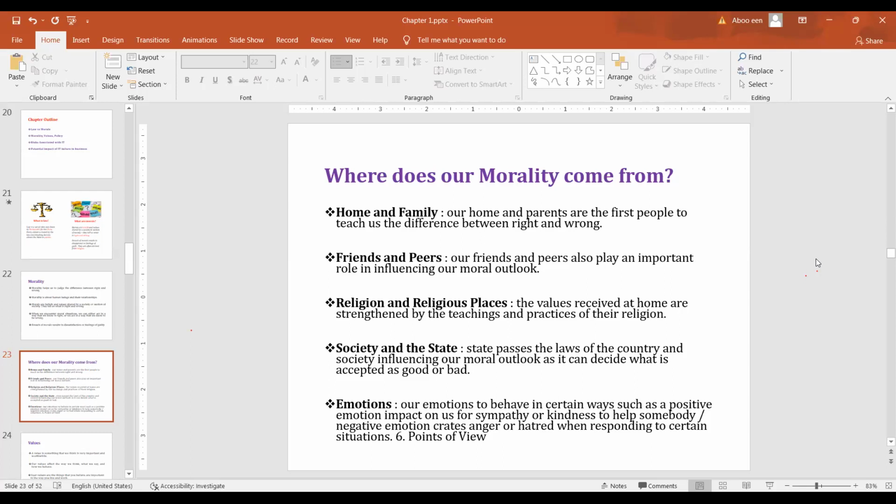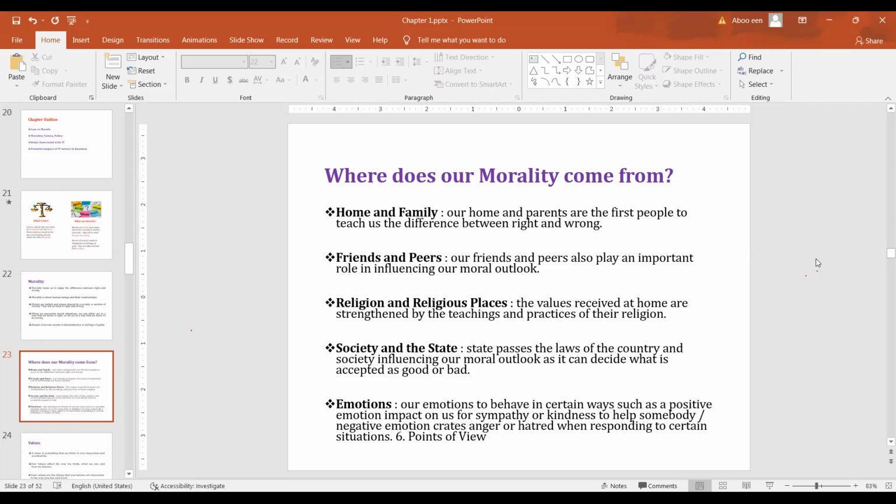The state passes the laws of the country, and society influences our moral outlook, as it can decide what is accepted as good or bad. So society may accept some good things, and people may dislike some of the bad things. At the same time, in the state or the country also, there are good practices as well as bad things which are not agreed upon.